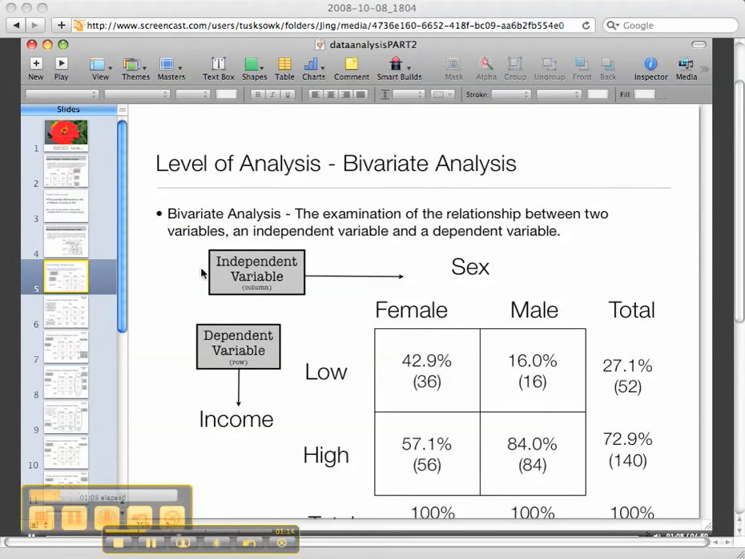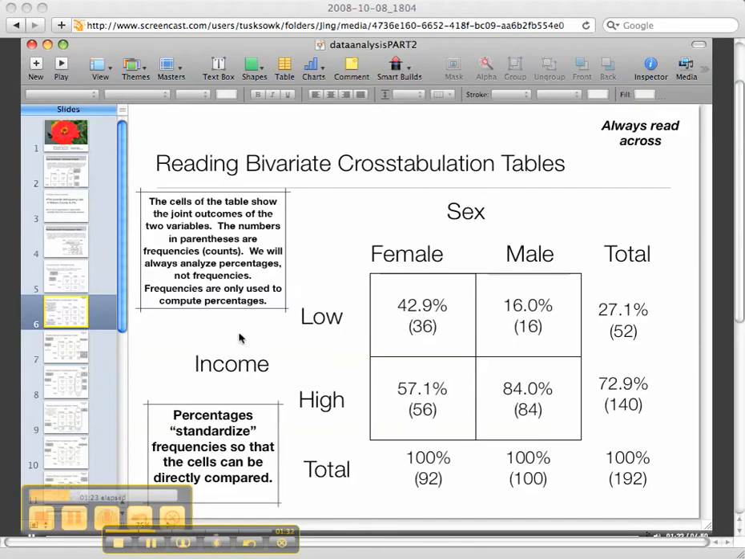With bivariate analysis, a bivariate analysis is examination of a relationship between two variables, your independent and a dependent variable. Your independent variable is sex in this particular example, and your dependent variable, or your row value variable, is income. The cells of the table show the joint outcomes of the two variables. The numbers, now this is very important, the numbers in parentheses are frequencies, counts.